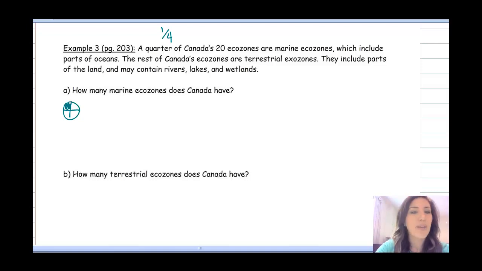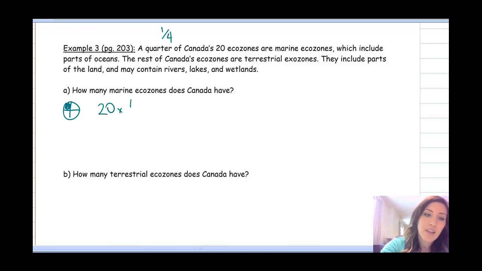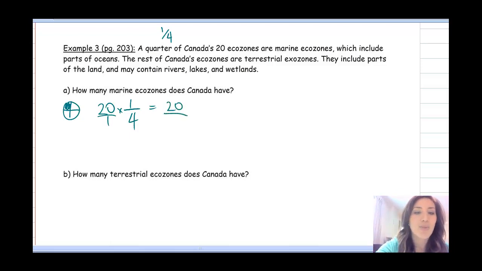So how many marine ecozones does Canada have? Well, out of 20, 1/4 of them are marine ecozones. So let's write 20 as a secret fraction. 20 times 1, our numerators, is 20. 4 times 1 for the denominators is 4. Both of these can be divided by 4. So we get 5/1, or we could say 5 marine ecozones.